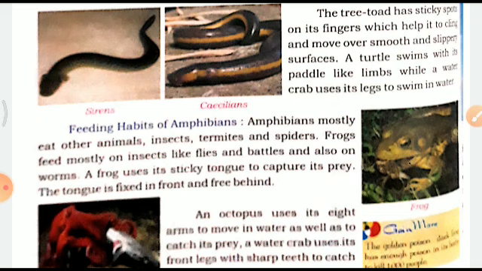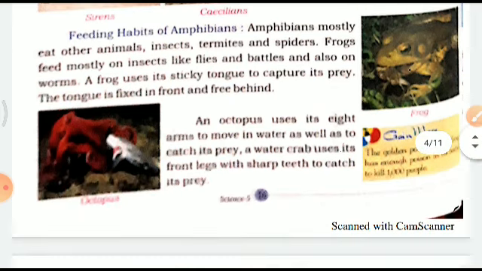हम लोग सभी ने देखा है मेढक कैसे अपनी जीभ की मदद से इंसेक्ट्स को कैप्चर करता है. And octopus uses its 8 arms to move in water as well as to catch its prey. A water crab uses its front leg with sharp teeth to catch its prey.